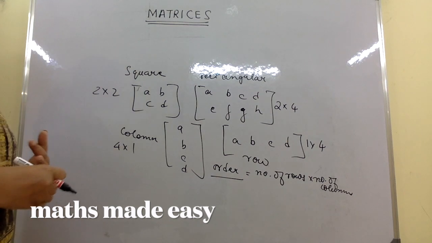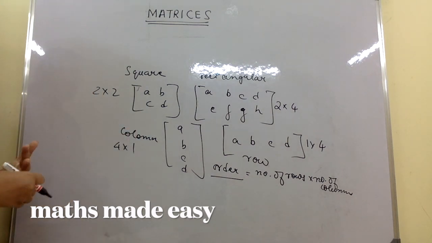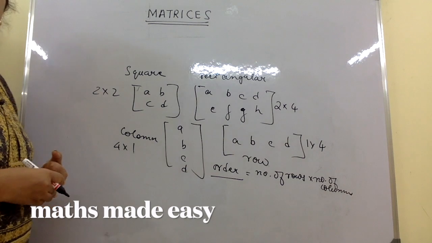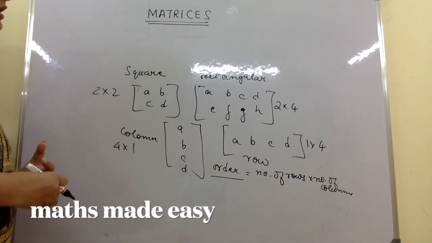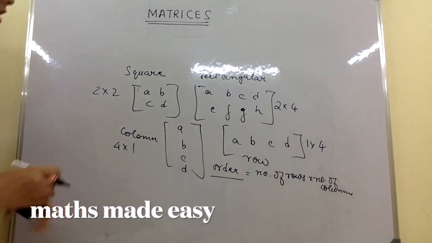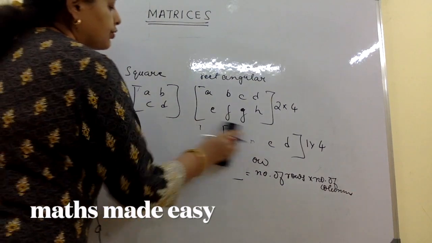Now there are a few more types of matrices, like we have the diagonal matrix and we have the unit matrix. So the unit matrix, what is the unit matrix?